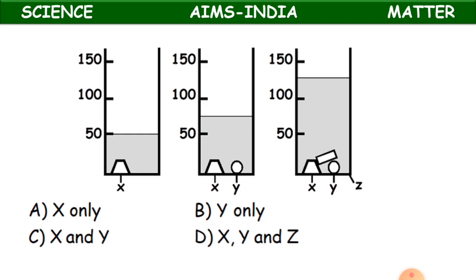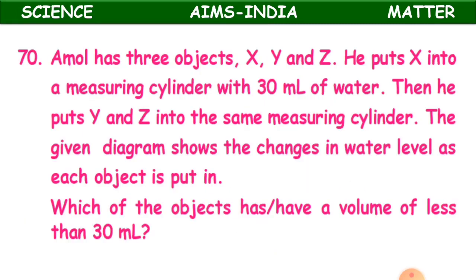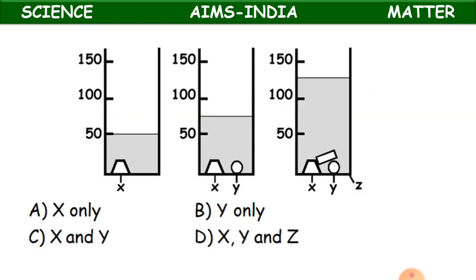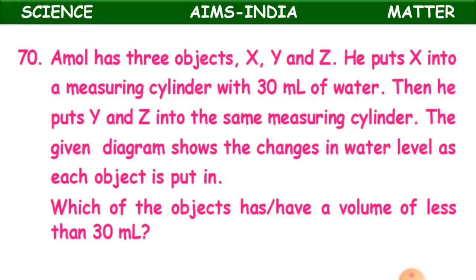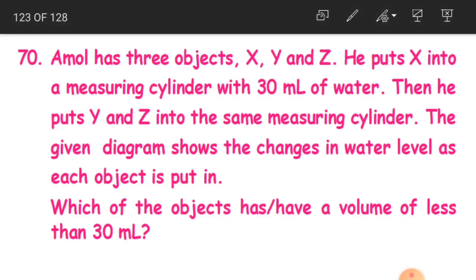See here, children, here you have got 3 containers with water or some liquid. Okay, what did he put? He put X into a measuring cylinder. So we also have to identify what that X is. Then he also put the same thing in Y and Z also. The given diagram shows the changes in water level as each object is put in. So which of the objects has or have a volume of less than 30 ml?